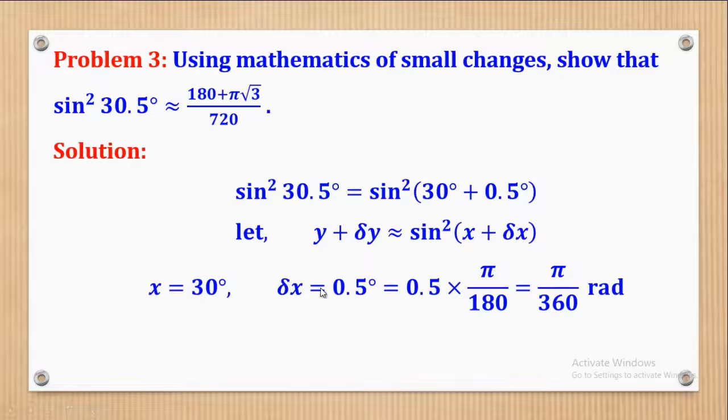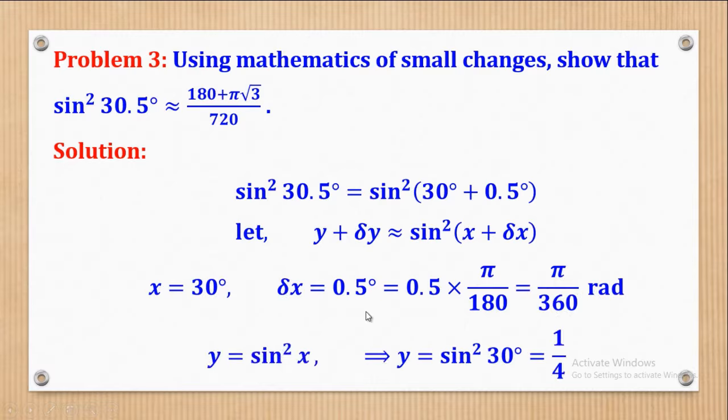Now, because small angles are well measured in radians, we shall convert this 0.5 degrees to radians. How do you convert? We shall multiply this 0.5 degrees by pi over 180, and in the end we shall come up with pi over 360 radians. So small change in x is equal to pi over 360 radians.